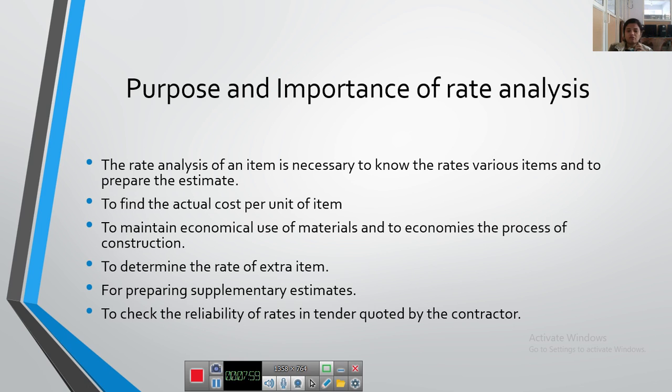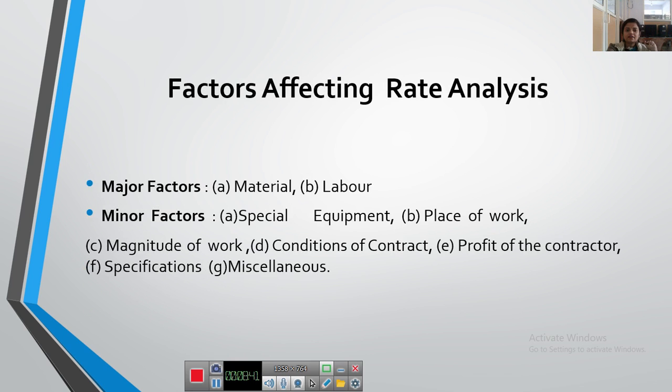Always remember this: for government contract tenders we should use DSR only. DSR stands for District Schedule Rates, which we discussed in our previous unit. DSR is completely for rate analysis and estimating, in which all the costs and rates of a particular quantity are given as per the region, for example Nasik region, Pune region, Mumbai region. For all the different regions there will be a different DSR, so that we can use it to check the reliability of rates by the rate analysis. These are the purpose and importance of rate analysis.